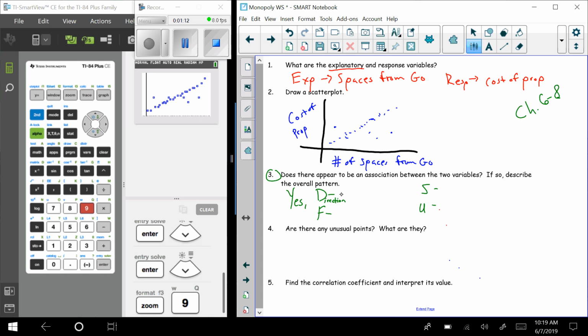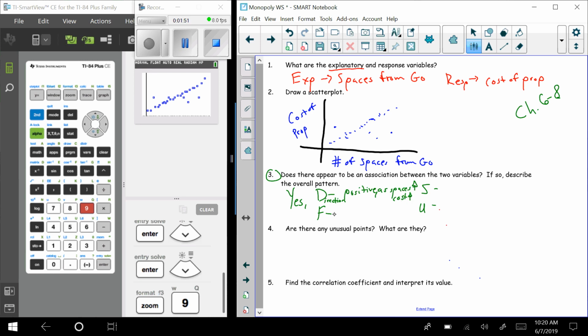Let's describe the direction here. As X increases, as the number of spaces increases, the cost seems to increase. So we call that a positive direction. We like to put this in context, so we say as spaces increases, cost increases. I know it's kind of jumbled together there, but I think you can see it. It's positive. As spaces increases, the cost increases.